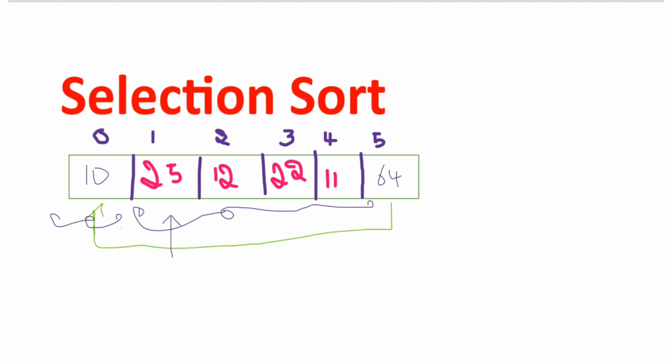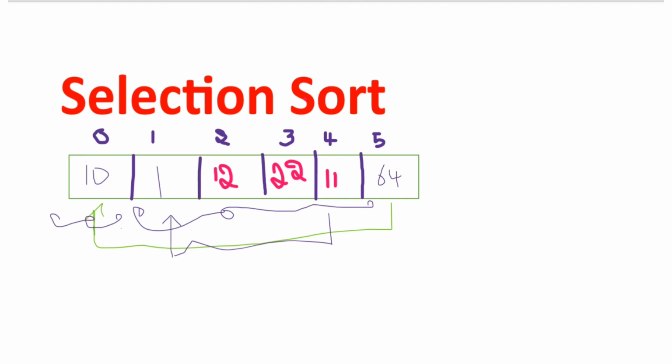Next, I need to find the smallest element in the unsorted list. The next smallest element is 11. So, the smallest element, I need to swap with 25. In the 25 place, I need to write 11. In the 11 place, I need to write 25.